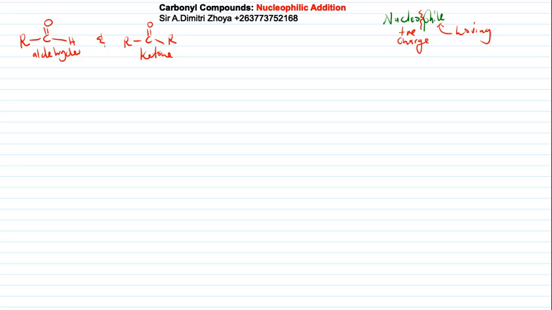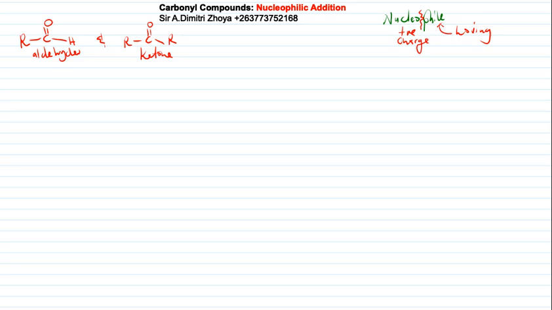So the word nucleophile is made up of two words, nucleo and phile. Nucleo is from the word nucleus. The nucleus is positively charged, so it means positive charge. Then phile means loving. So for a species to be attracted by a positively charged center, it means the nucleophile is negatively charged, or it is electron rich.